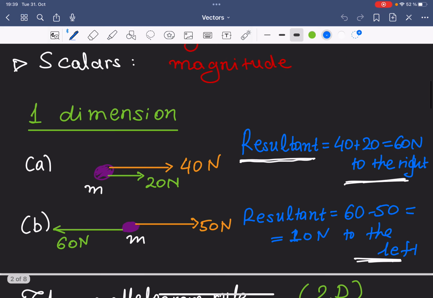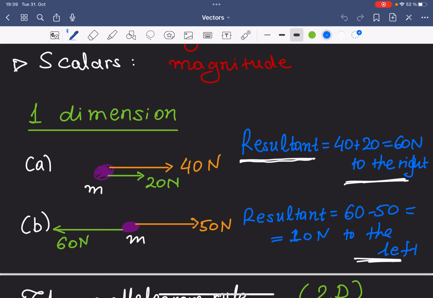Now, if we look at the one-dimension example, like A, in this case, we have an object of mass m, and we have two forces applied on this object, one with 40 newtons and one with 20 newtons. And we can see that both forces are pointing in the same direction, to the right. Now, if we want to calculate the resultant force, and the resultant force is nothing else but a force that could replace all the forces acting on the object and still have the same effect, still cause the same result to the motion of the object.